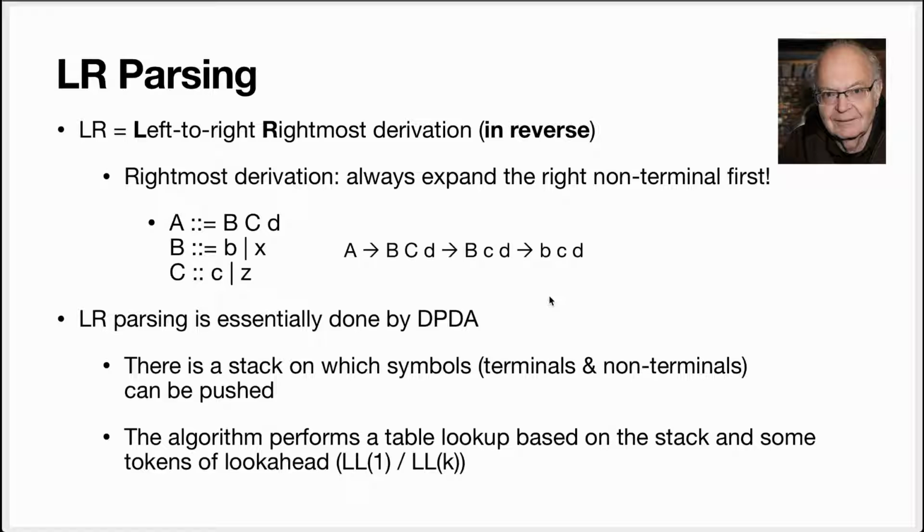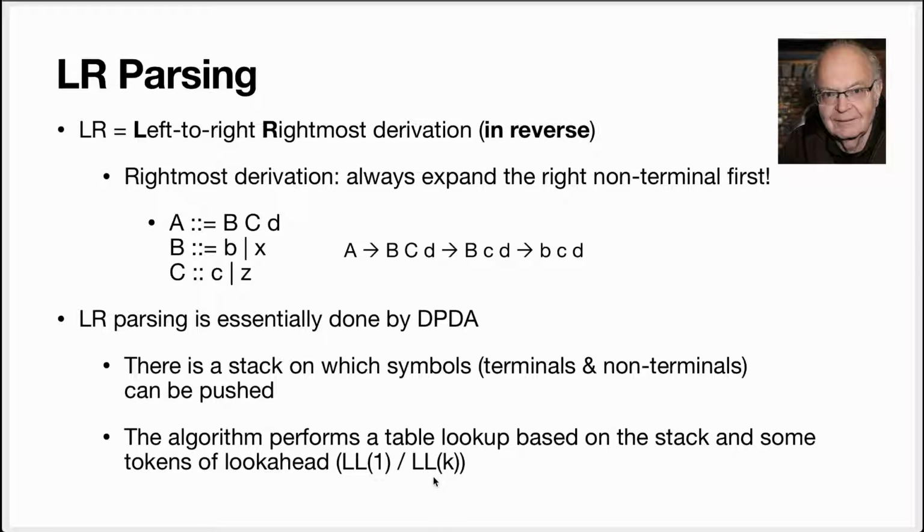So LR parsing is essentially done by a DPDA. And remember that a DPDA is a deterministic pushdown automaton. So it's deterministic because there's only one possible choice, and it's a pushdown automaton, meaning there's a stack. And on this stack, we'll be able to push symbols, terminals and non-terminals. We can also, just like LL, look up the next tokens. And just like LL, we can decide the number of tokens we want to look up. So there's a fixed k. And typically, we'll always use 1.